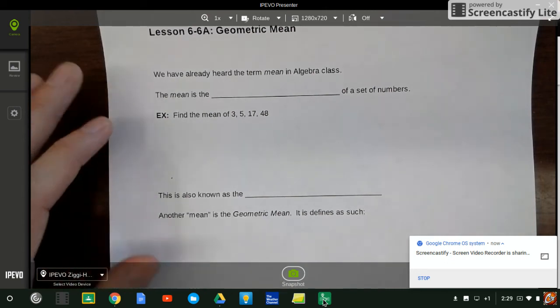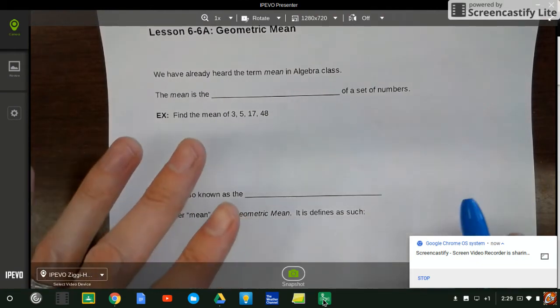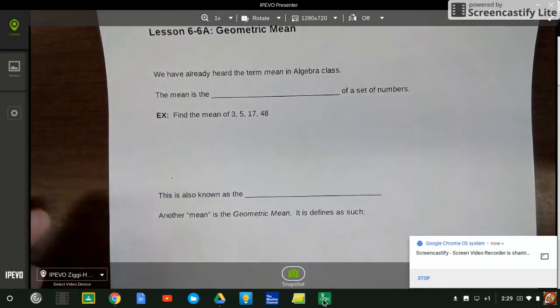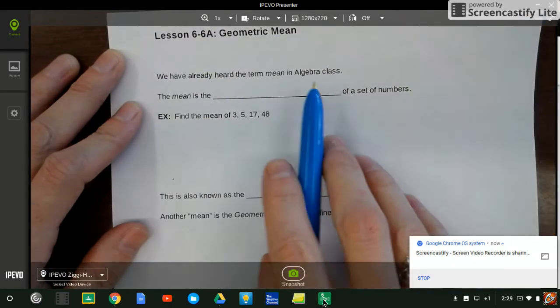I want to talk about a quick algebraic thing before we get into some more geometry. And this is something that we're going to use tomorrow in geometry class. So we kind of need to make sure we've got this little algebraic topic. It's called the geometric mean.